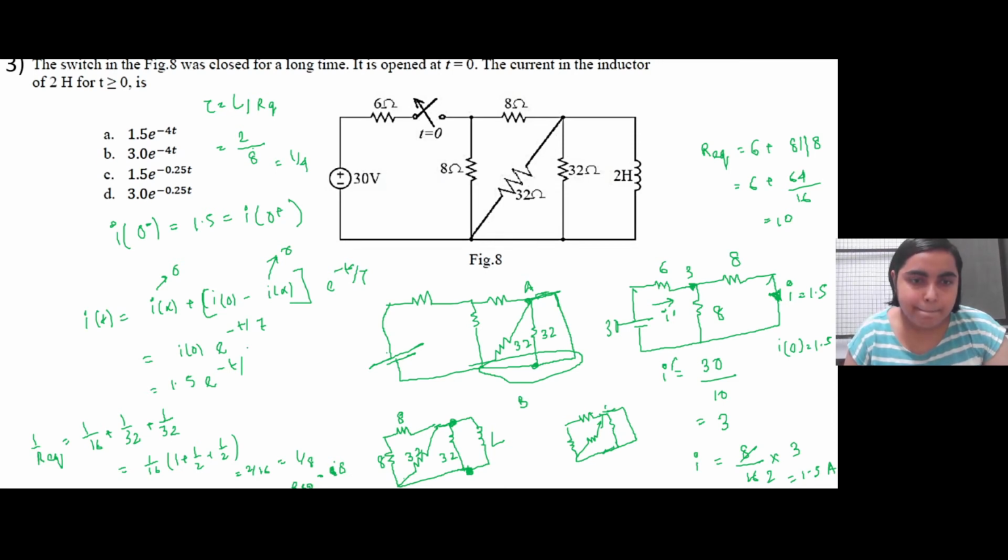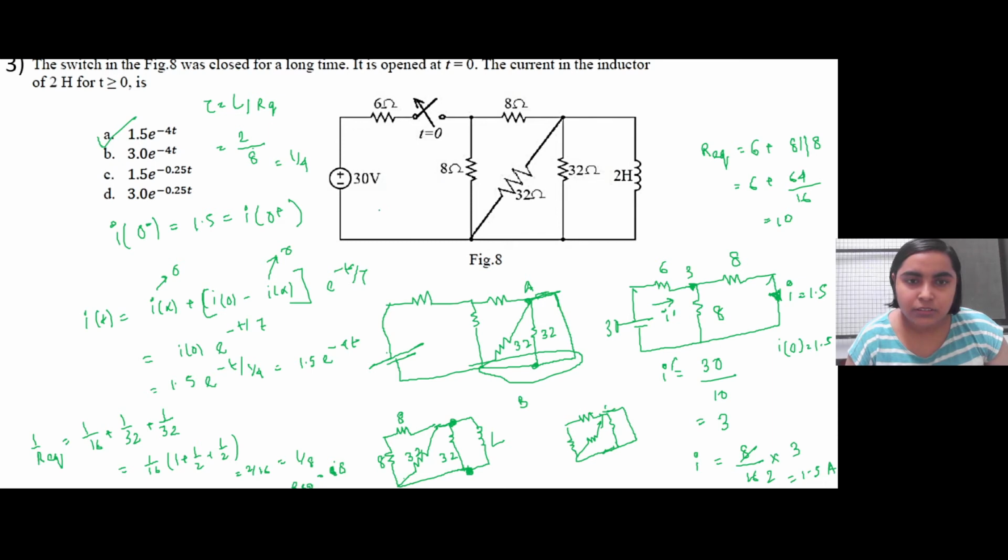So this is equal to 1.5 into 1 by 4. So 1.5 e to the power minus 4t, which is option A. Everyone got it? Everyone got this? Any problem here?